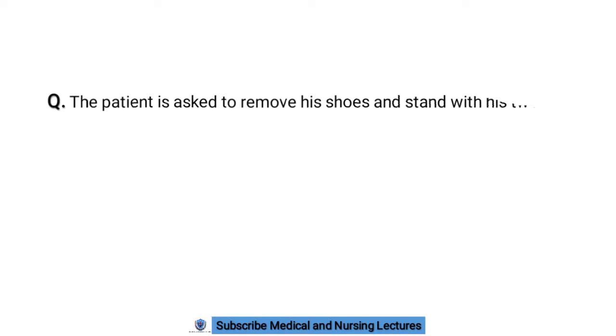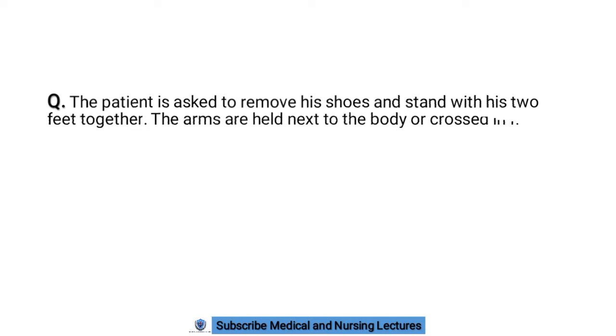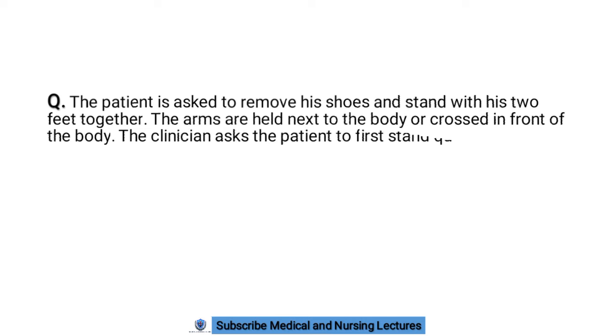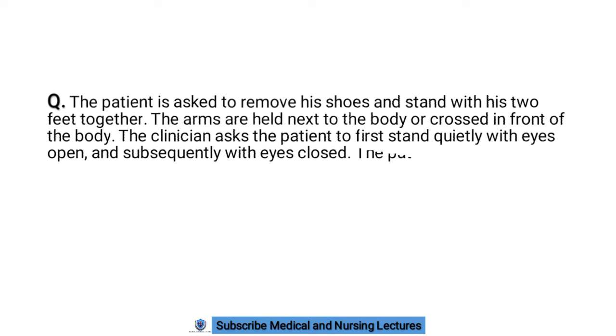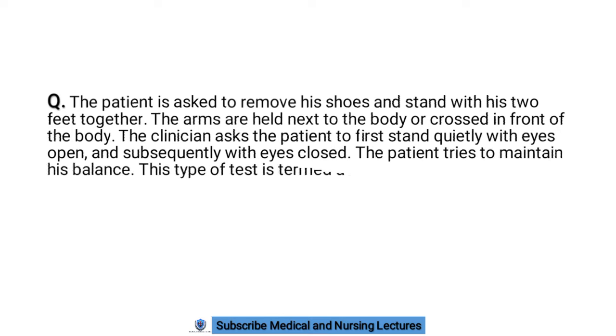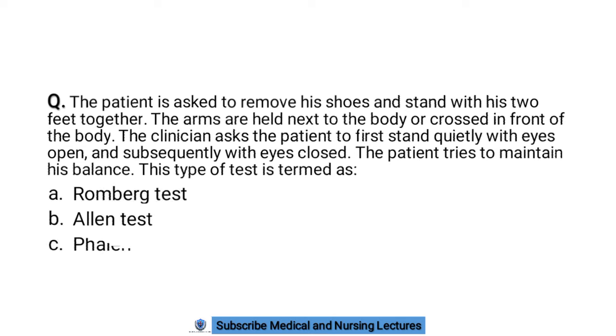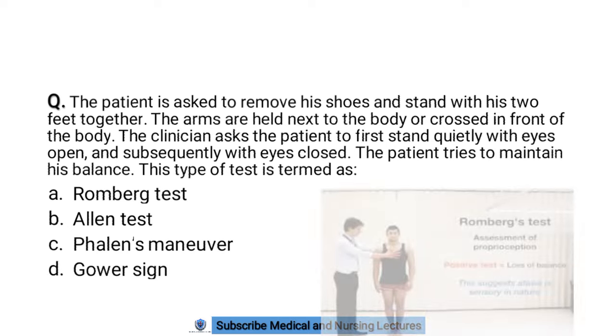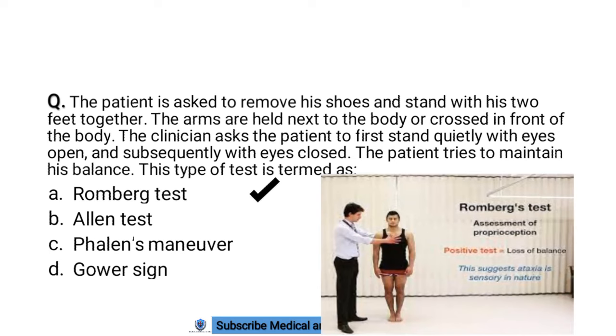The patient is asked to remove his shoes and stand with his two feet together. The arms are held next to the body or crossed in front of the body. The clinician asks the patient to first stand quietly with eyes open and subsequently with eyes closed. The patient tries to maintain his balance. This type of test is termed as: option A, Romberg test; option B, Allen test; option C, Phalen maneuver; option D, Gower sign. The correct option is option A, Romberg test. You can also see in the picture how to perform the Romberg test.